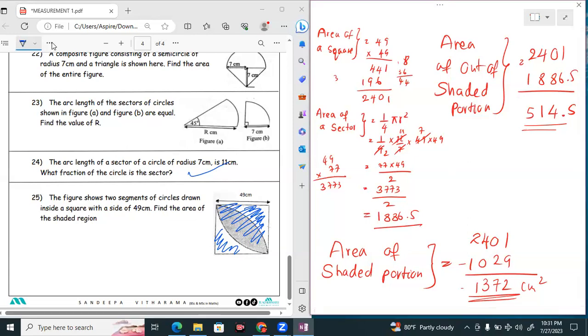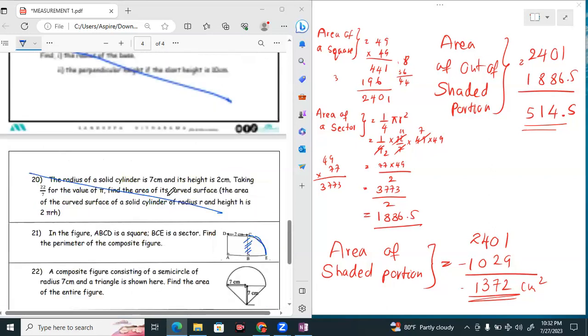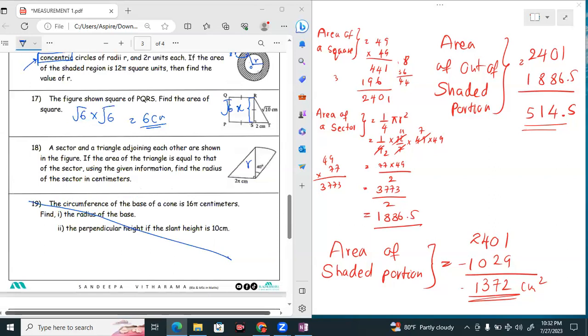Then we obtain this part. There are two such parts. Therefore 514.5 multiplied by 2, then we obtain 1029. Then subtract 1029 from 2401. Okay. Are there any doubts to ask?